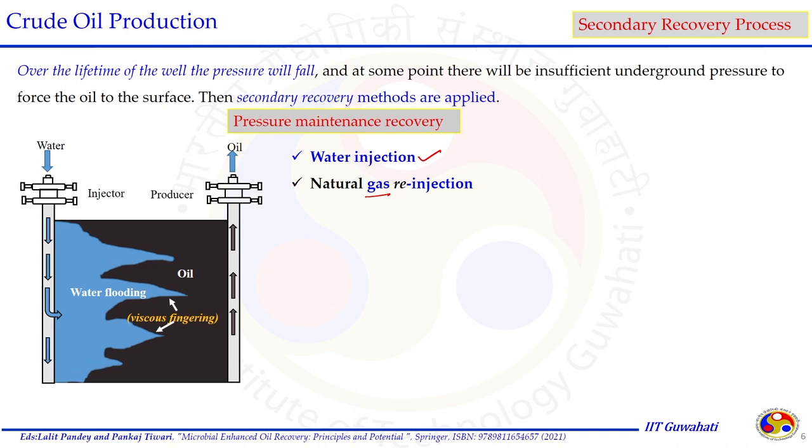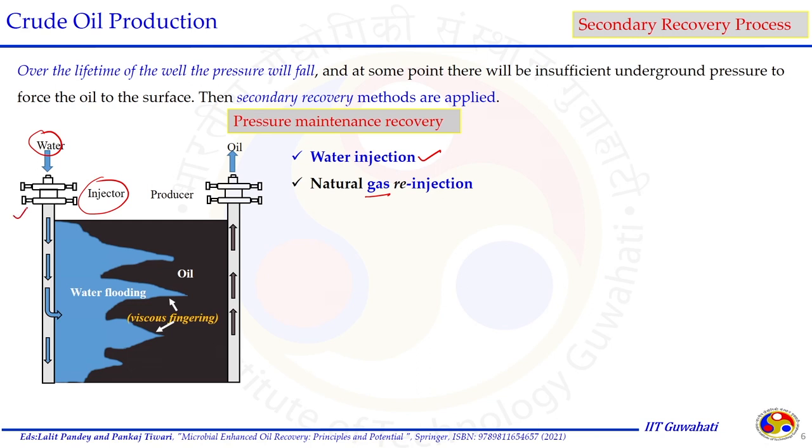So the diagram showing here is for water, so we are including the water into the reservoir domain by injecting the water through the injector well. So now we can classify our wells: the production well, those are producing the reservoir fluid, and then the injector well, through which we are injecting the substance or the fluid into the reservoir domain.